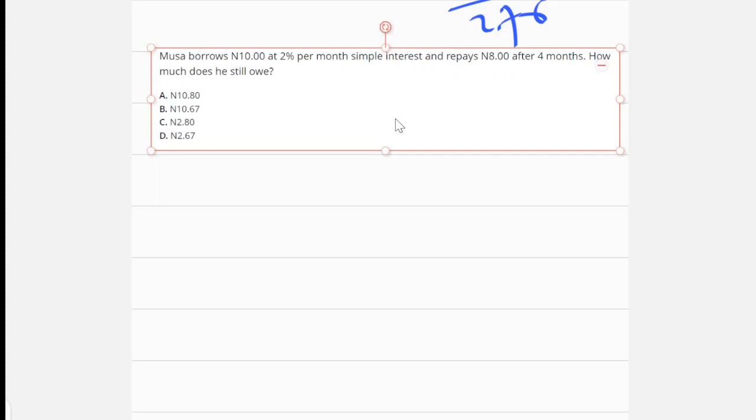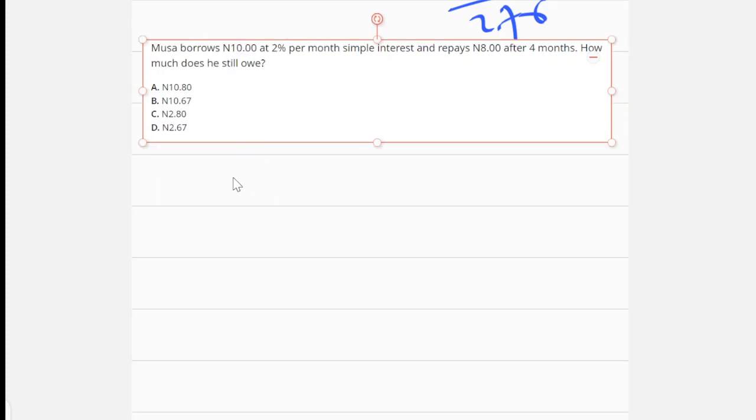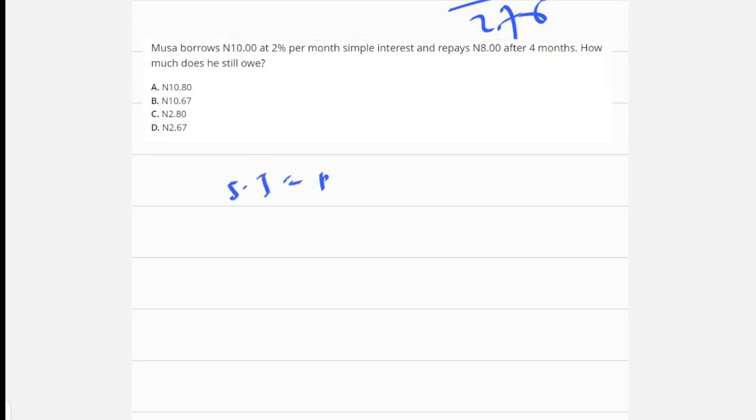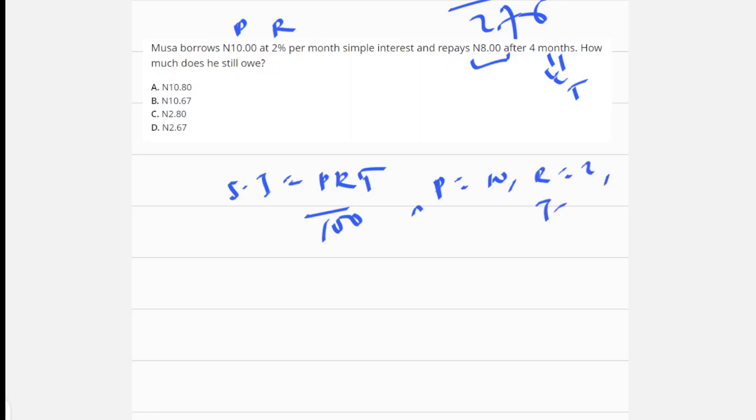So we know that my simple interest is PRT divided by 100. I hope you understand now. So this is the principal, the money he borrows, and this is your rate. And he repays 8 naira after 4 months. So after 4 months, this means that my 4 here is time. So your P is 10, your R is equal to 2, and my T is equal to 4.